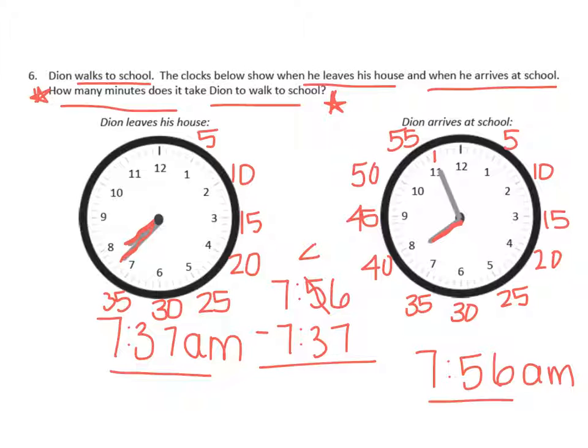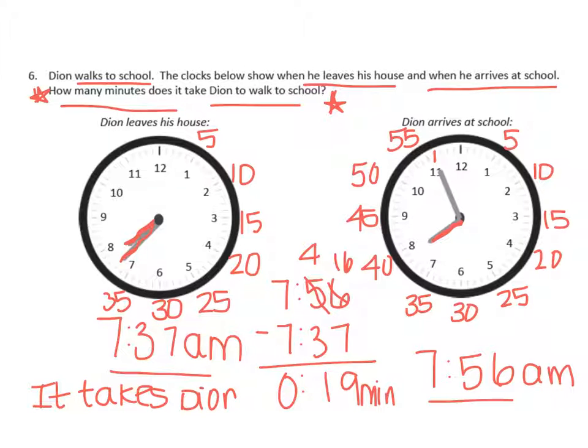So I'm going to take 1 from the tens place and bring back a 10. So now I have 16. 16 minus 7 is 9. 4 minus 3 is 1. And 7 minus 7 is 0. So that means it takes Dion 19 minutes to walk to school. So I'm going to write that as a sentence. It takes Dion 19 minutes to walk to school.